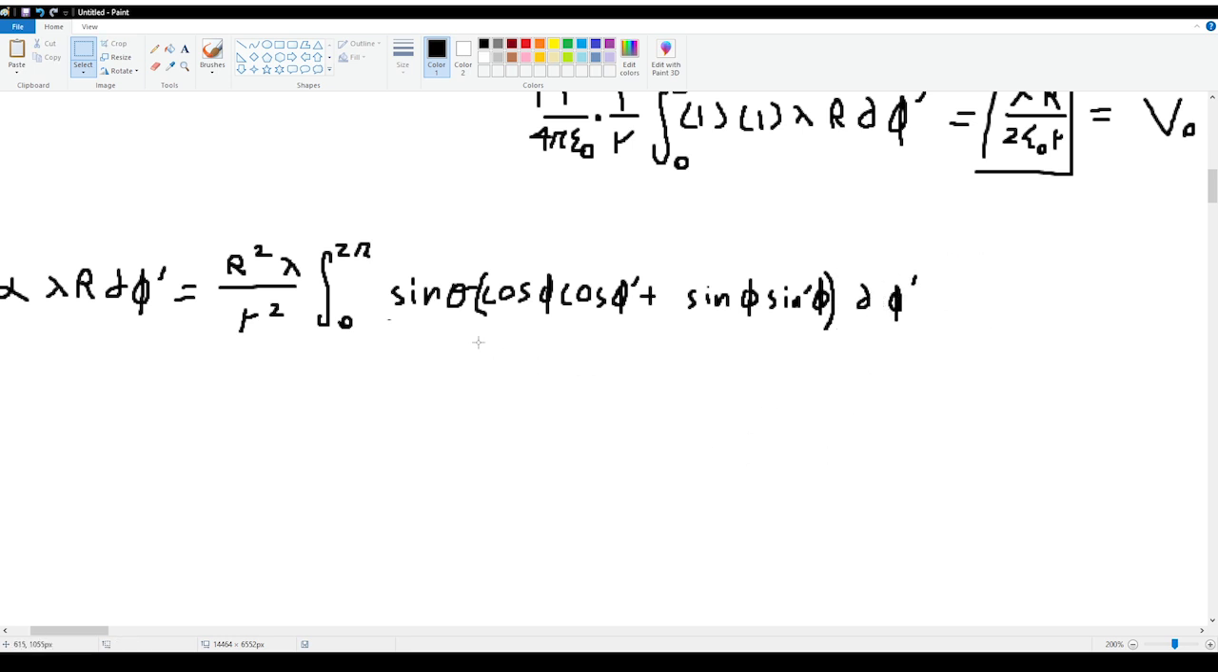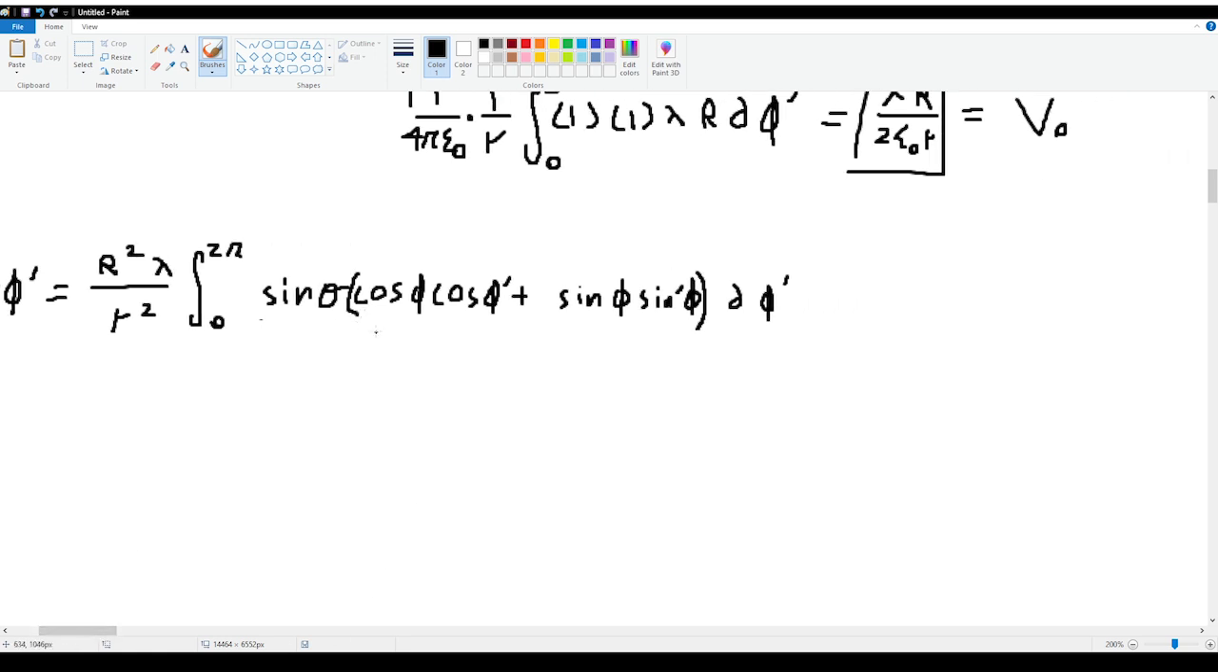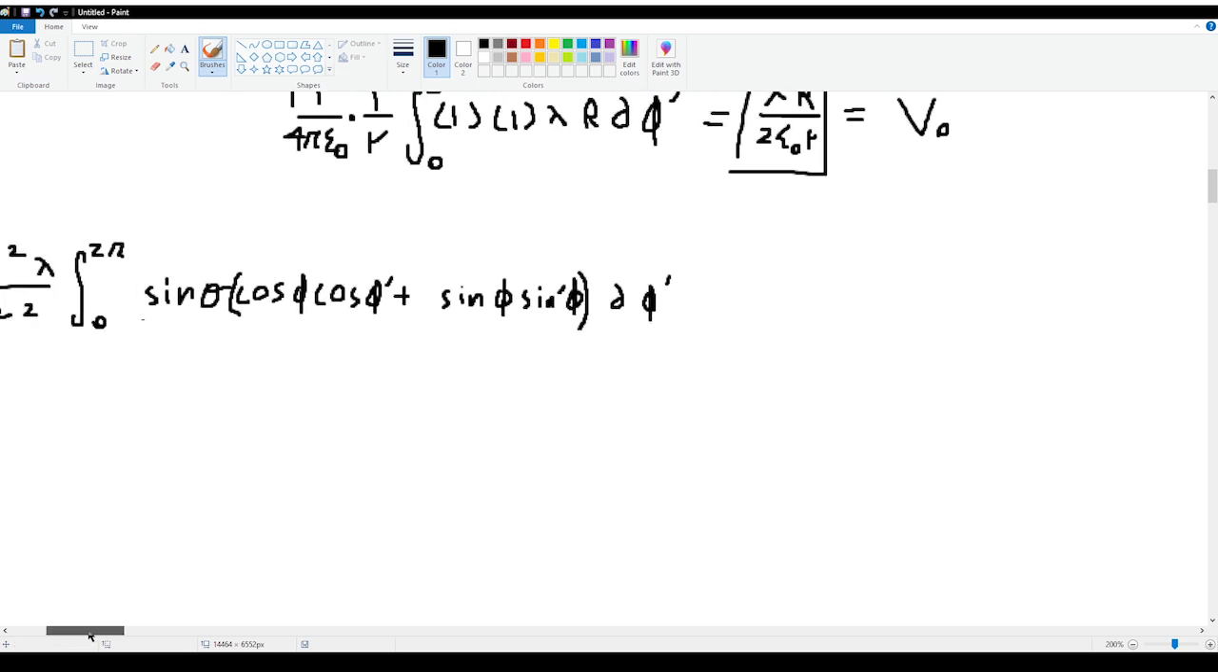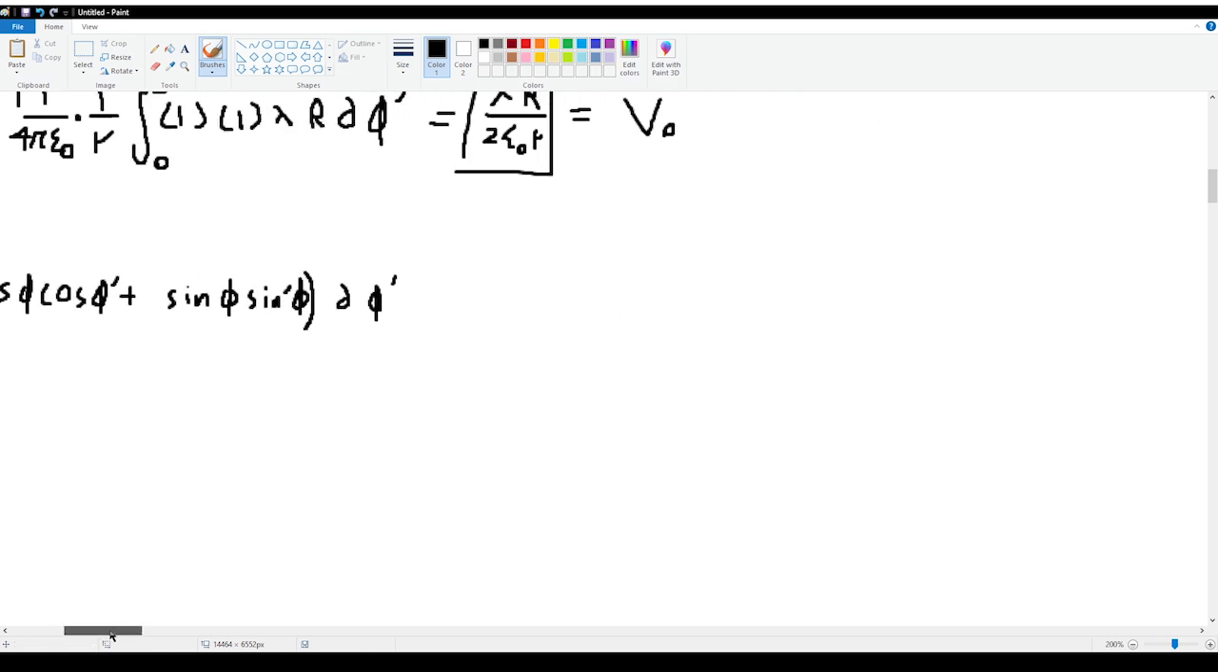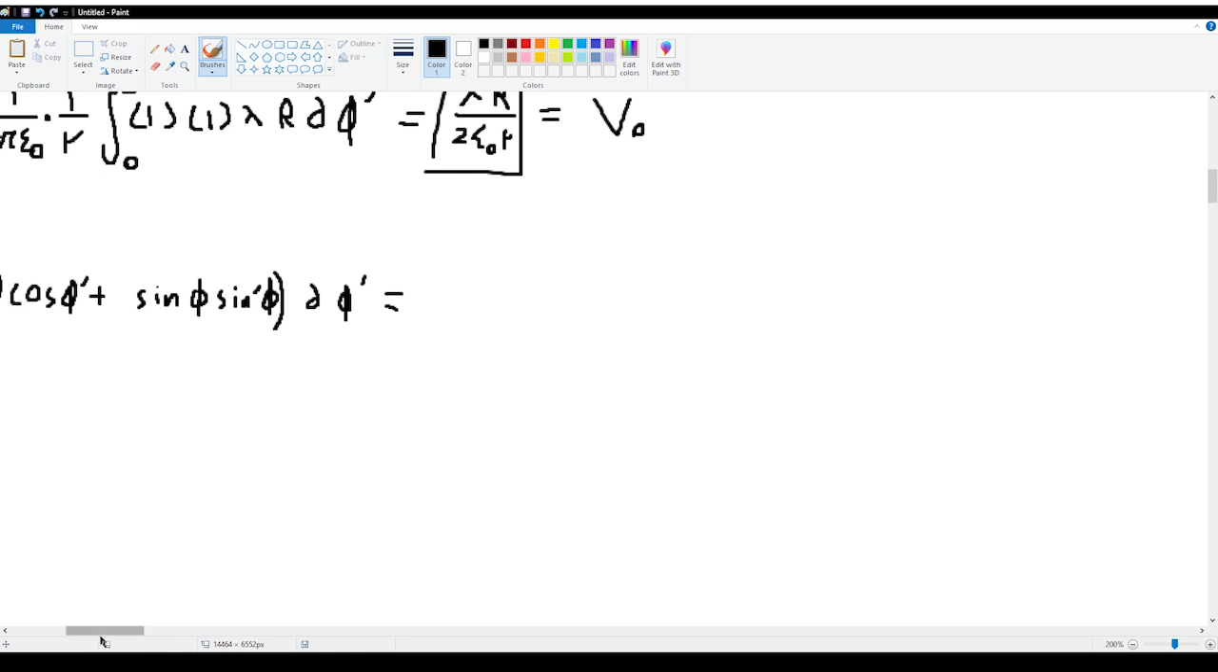Now we can actually integrate this. And you'll see that although there are a few trig functions, the only ones that we care about are cosine and sine of phi prime. So it's just the integral of cosine and integral of sine, and then we plug in our limits once we integrate.